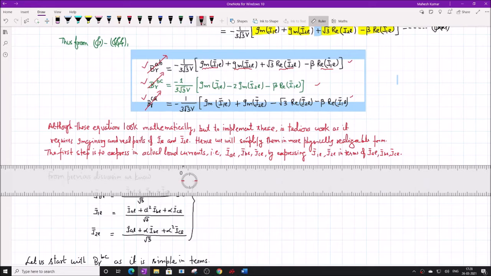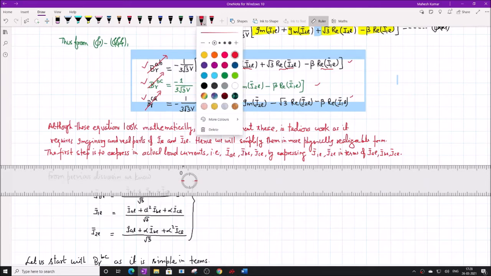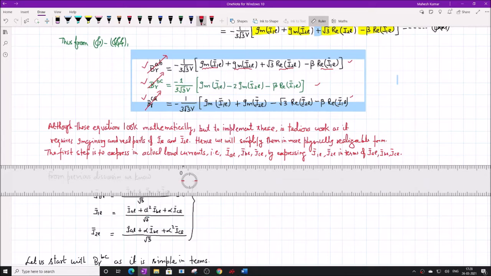For that, the first step is to convert the sequence components back into the real components. That means I0L, which is 0 of course, I1L and I2L need to be transformed again into IAL, IBL and ICL. Why is it so? Because IABC are more physical parameters. We can directly measure these currents and find out their phases.